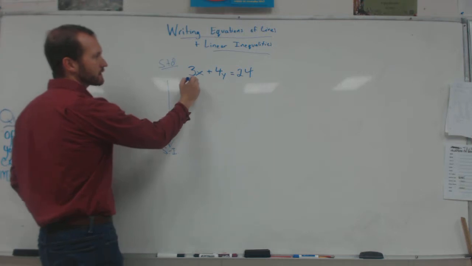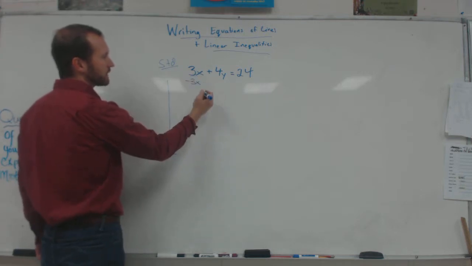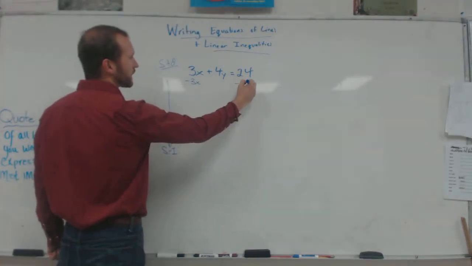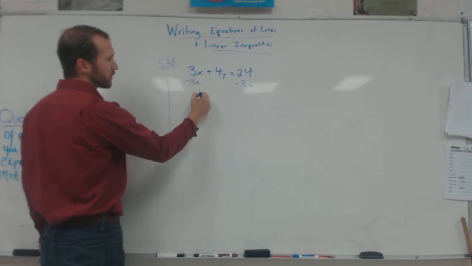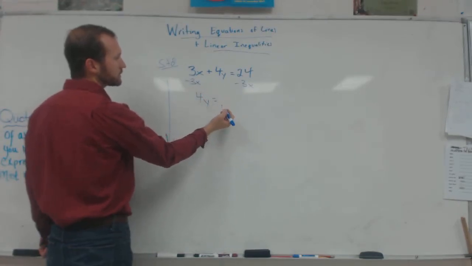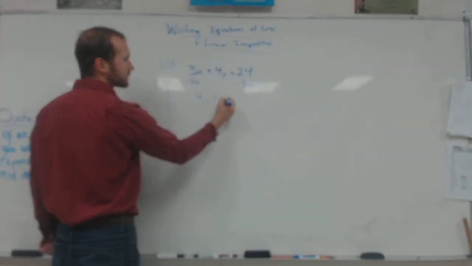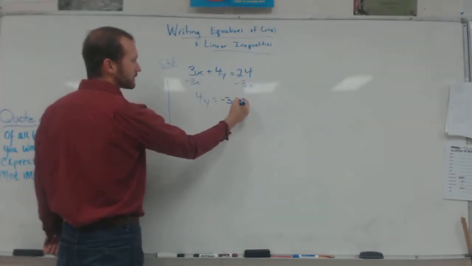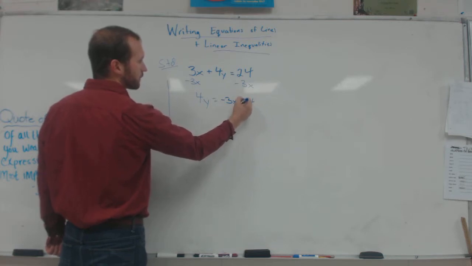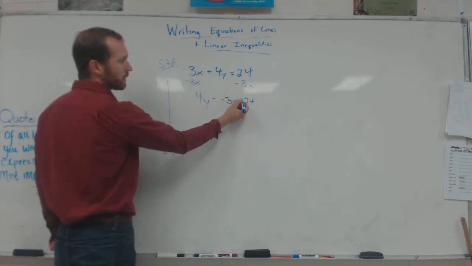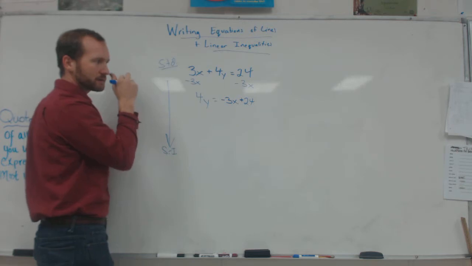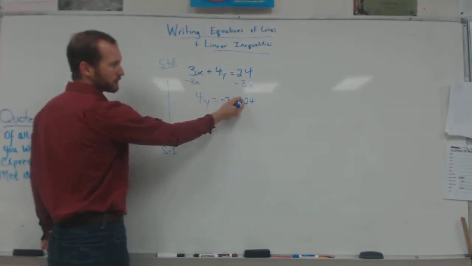The first thing that's wrong is I have my x on the same side as my y. So I'm going to subtract 3x from both sides. Now I have 4y equals, and since it's slope-intercept form, I'm going to write the x first. So I'm going to write negative 3x plus 24, even though typically I would probably have written 24 minus 3x. But this is going to look more like slope-intercept form.